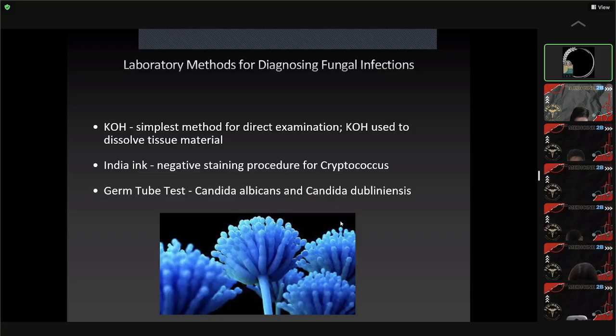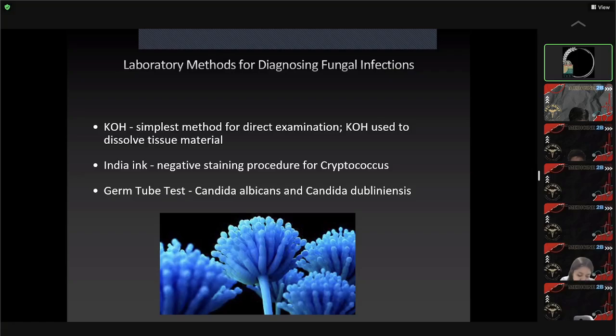So aside from that, we can also do what is the equivalent to gram staining in bacteria, which is the KOH. KOH is not a staining, but rather you get a smear, or rather scrapings of any skin lesions that you suspect to have fungi in it. You put it on a slide and then you apply KOH. The KOH does not stain it.